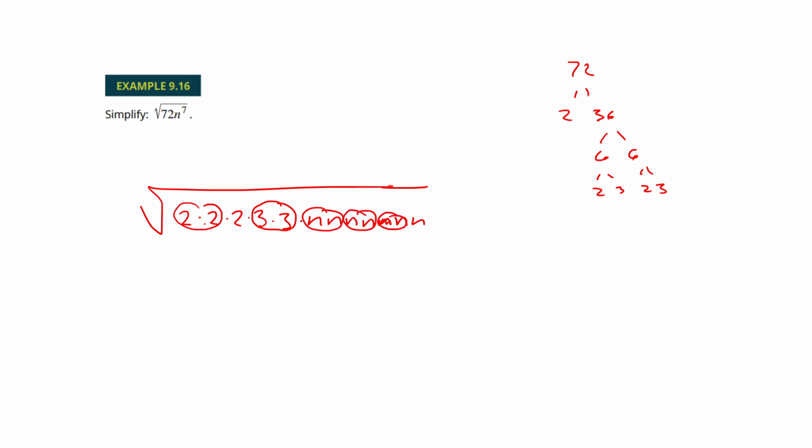So I can bring out a 2 from this circle, a 3 from this circle. That's a 6. I can bring out an n, an n, an n. I can bring out 3 n's because I had 3 circles. On the inside, I'm left with a 2, and I'm left with 1 more n.